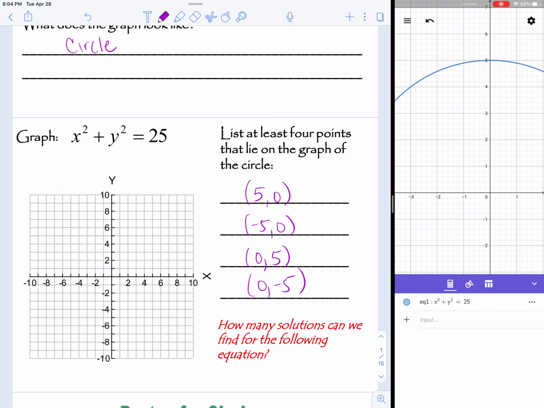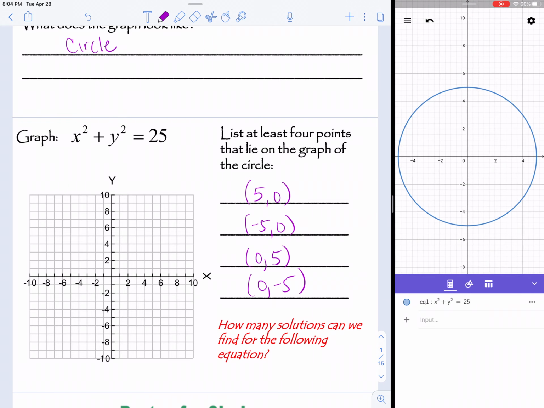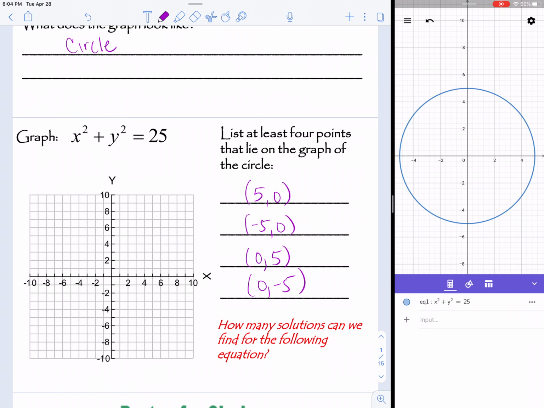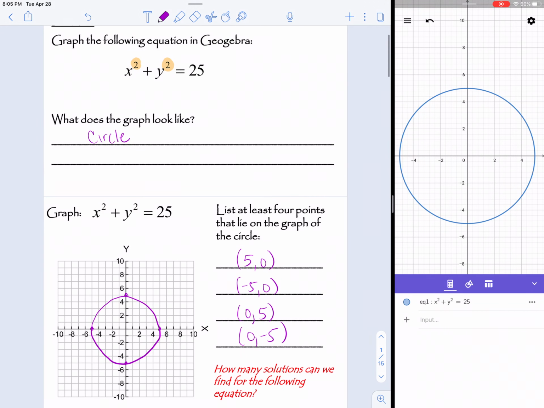How many solutions could we find for the following equation? Well, every point on this circle is a solution. So I'm going to plot those 4 points that I just wrote the coordinates of, and then as well as I can, I'm going to draw the circle. You guys are going to have to be able to graph a circle next year and recognize the equation and all that.